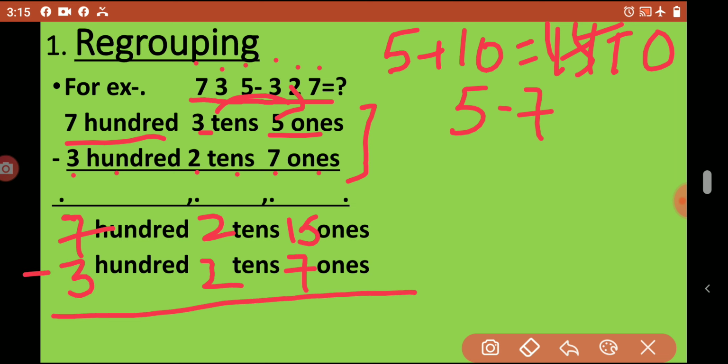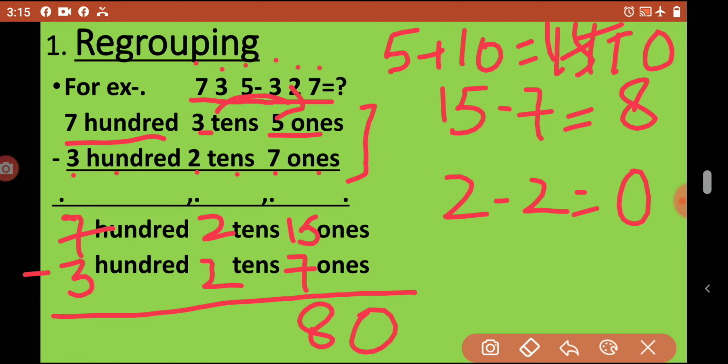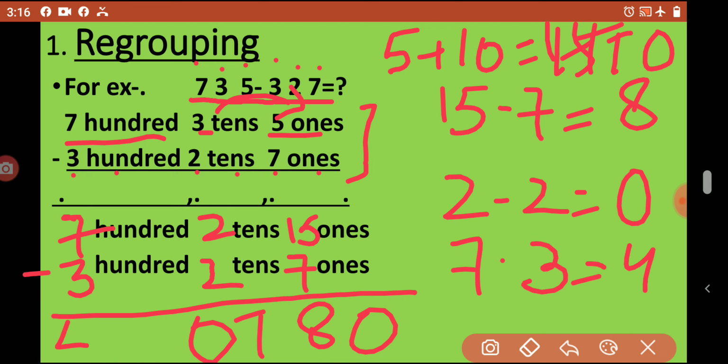Now we can subtract the numbers. 15 minus 7 equals 8. 8 ones. And 2 minus 2 equals 0. 0 tens and 7 minus 3 equals 4. So 400. Now the answer is 400, 0 tens and 8 ones.